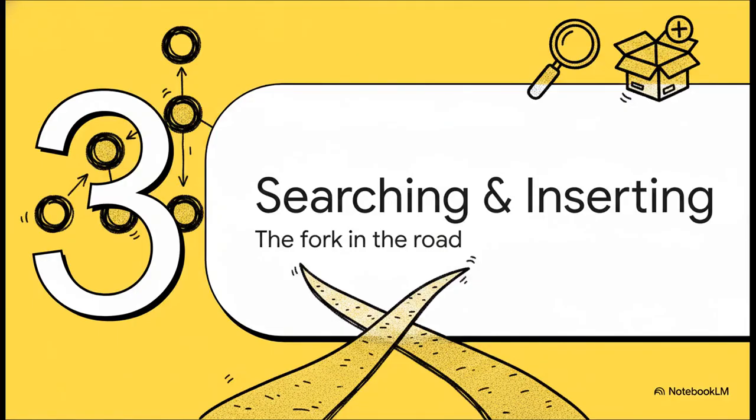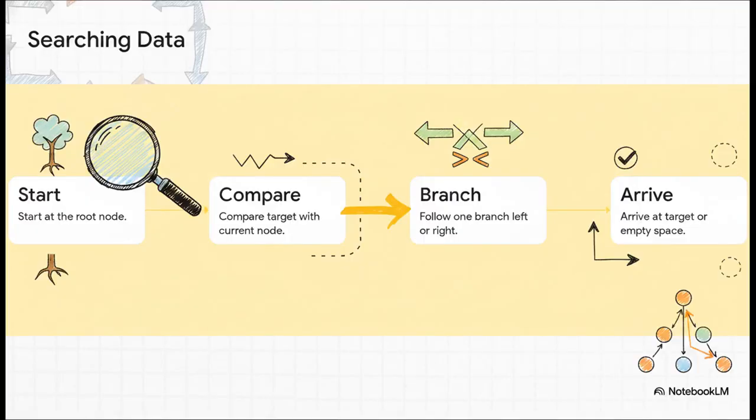Section 3. Searching and inserting data. The fork in the road. This is the real action sequence of our explainer. We've meticulously built our tree, now we put it to work. Searching a BST uses the exact same logic as building it. Step 1, start at the top root. Step 2, compare your target value with the current node. Step 3, follow only one branch, either left or right. And Step 4, you either arrive at your target or you hit an empty space, which means the value simply isn't in the tree. The beauty of this design? At each step, you only follow one branch. With every single move, you are essentially eliminating half of the remaining search space.